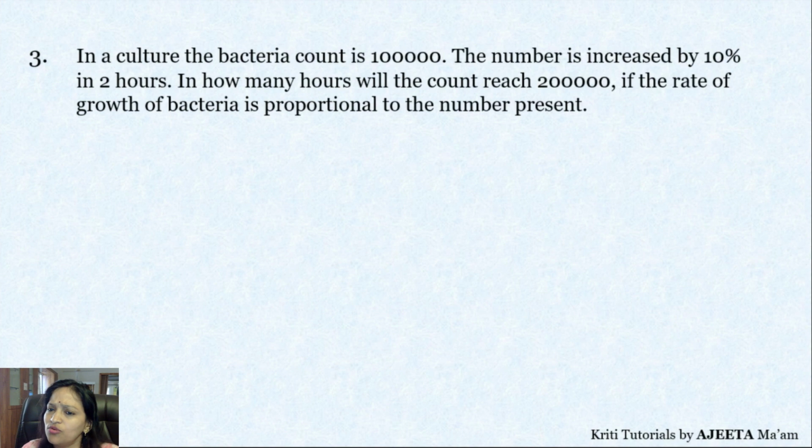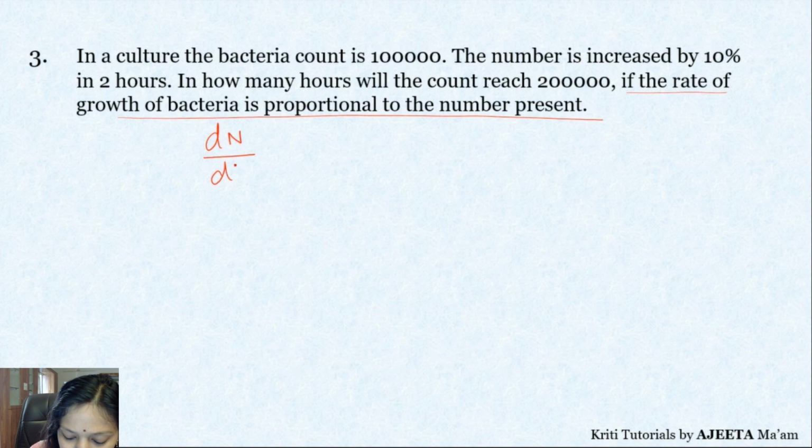Now it's a similar question which we had before. The only thing is no values are given here, and the increase is in percentage. But the basic equation will go on with this. If the rate of growth of bacteria is proportional to the number present, let the initial number be n and it is proportional to this. So what is n? Number of bacteria.